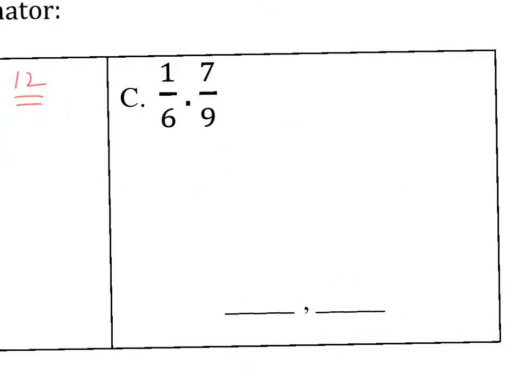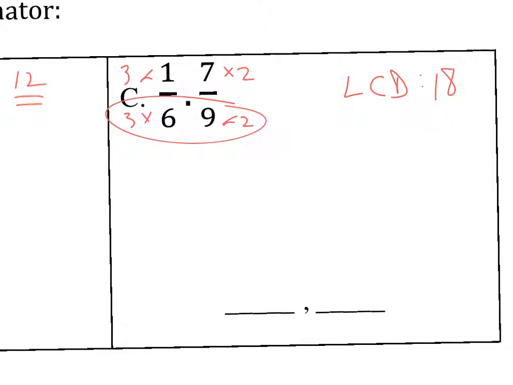Marisol, what did you get for the LCD of 6 and 9? 18. So she multiplied by 3, multiplied by 3, multiplied by 2, multiplied by 2. So what did you get your two fractions to be then? Your first fraction is 3 over 18, and your second fraction is 14 over 18. Okay? Questions with that?